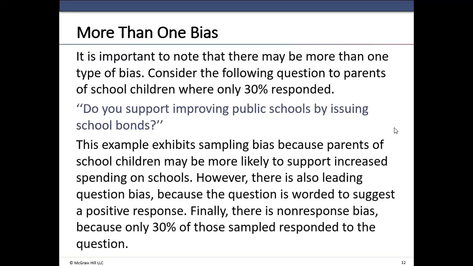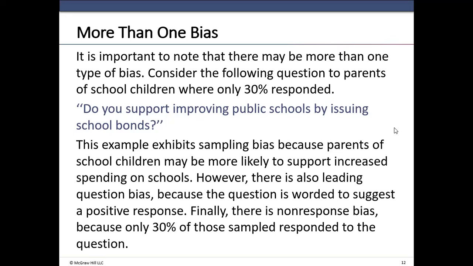It is important to note that there may be more than one type of bias. Consider the following question to parents of school children where only 30% responded. 70% did not respond. A majority did not respond. Do you support improving public schools by issuing school bonds? This example exhibits sampling bias because parents of school children may be more likely to support increased spending on schools. However, there is also leading question bias because the question is worded to suggest a positive response. Finally, there is non-response bias because only 30% of those sampled responded to the question.